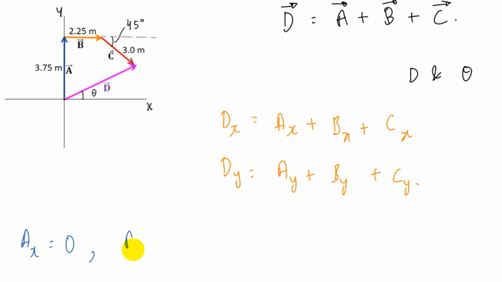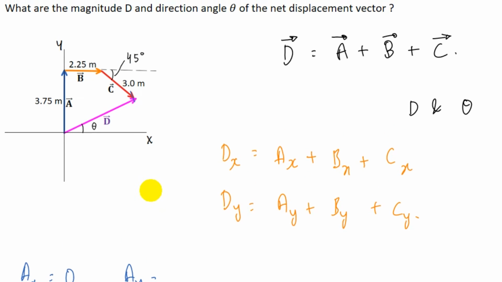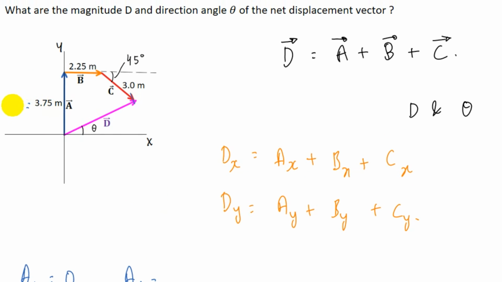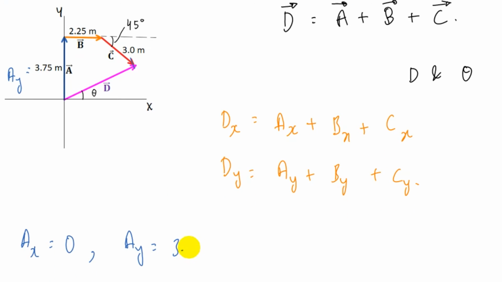Now ay is itself this value. So this would be 3.75 meter. Now next we have vector B. So vector B is along the x direction. It has no component in y direction. So by would be 0 and bx we have this is 2.25 meter.